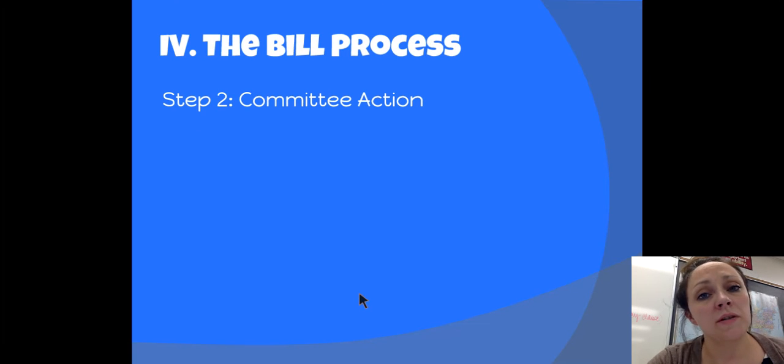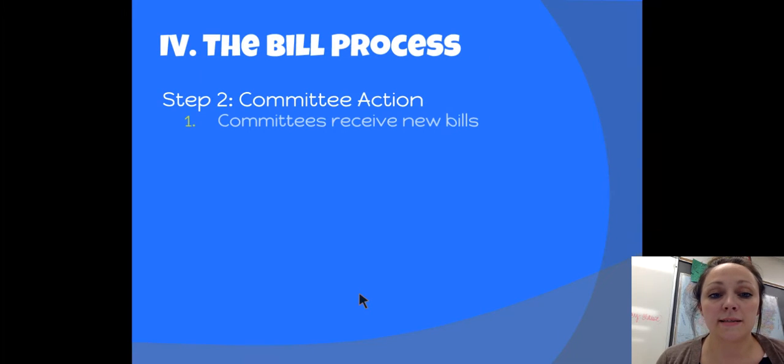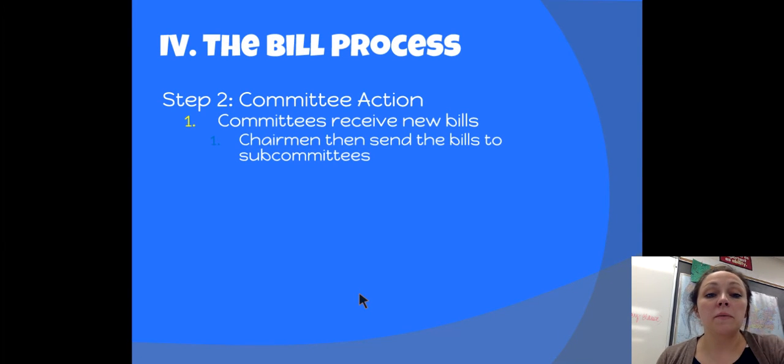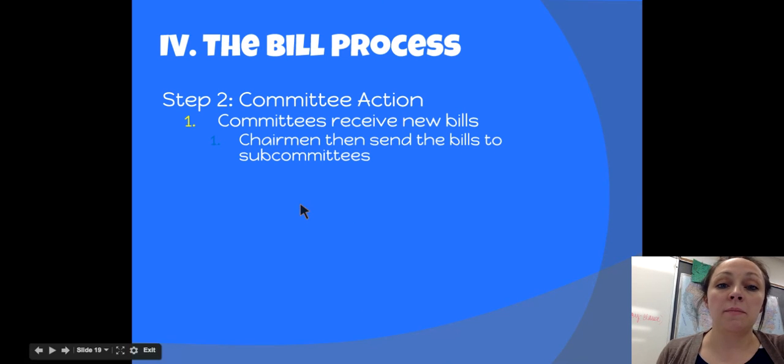Okay, and we've talked about the importance of committees before. These are smaller groups of congressmen that organize to accomplish a specific task. Committees receive the new bills. The chairperson of that committee would then send the bill to a subcommittee. And we said a subcommittee was a smaller committee that deals with a specific issue of a major committee.